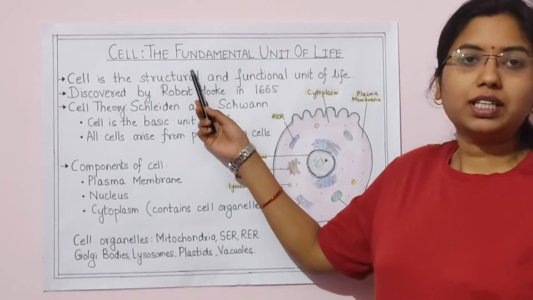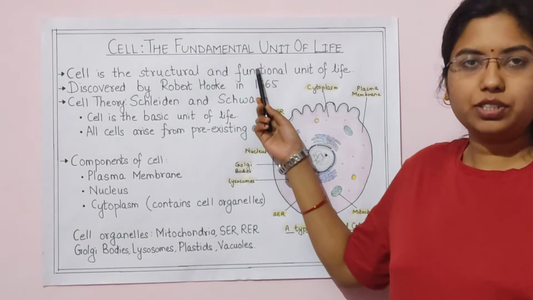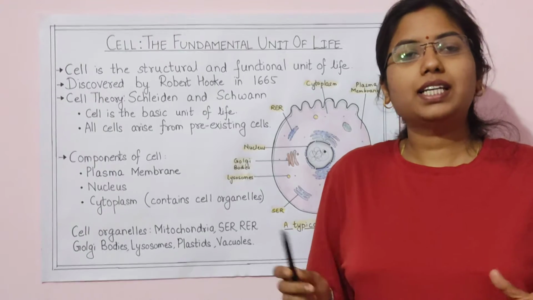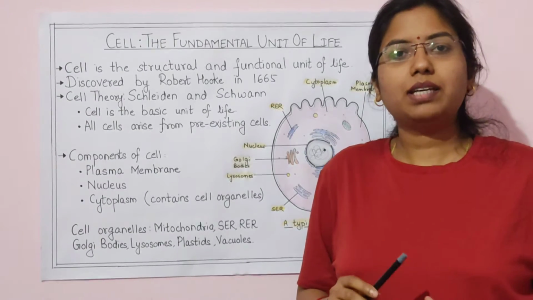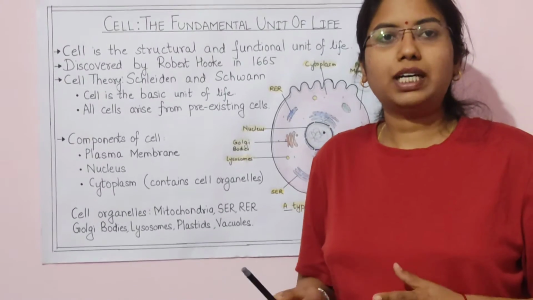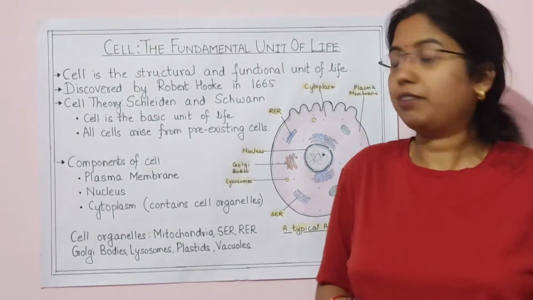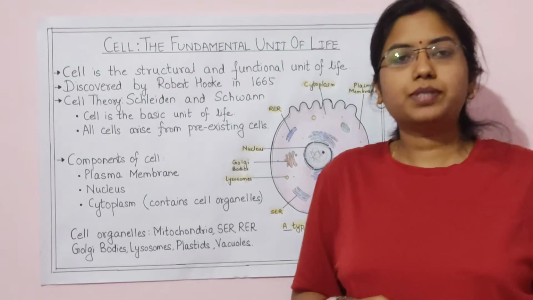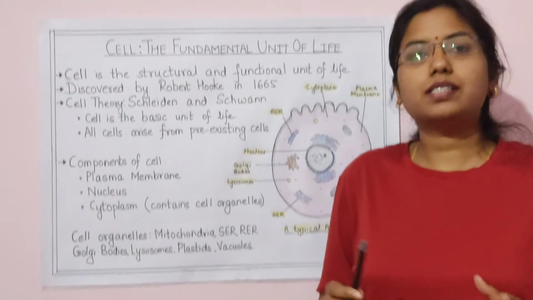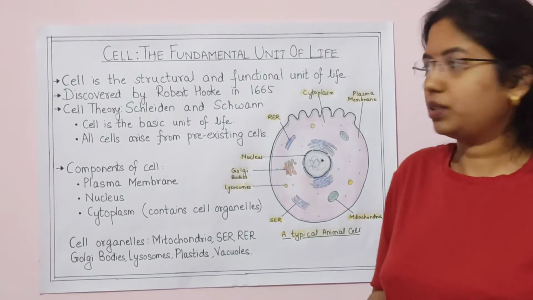Cell is the fundamental unit of life. It is the structural and functional unit of life. Why structural? As you see, a whole building is made up of bricks. In the same way, a whole living body, whether it is human body, animal body or plant body, is made up of cell. Therefore, it is the structural unit of life. Why functional? Because cell is responsible for all the life processes that are taking place inside a living organism. That is why cell is known as the functional unit.